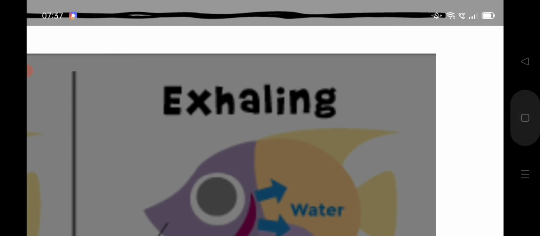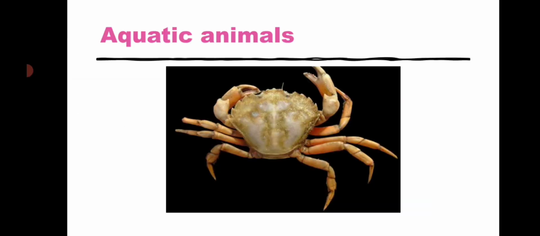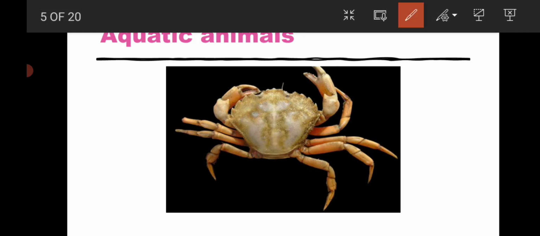Coming to the next slide. In this picture you can see a crab. How do crabs breathe? Most of you don't know, I think. Crabs also breathe through their gills. But you can ask me, we have seen that crabs are on land also. Then how do they breathe on land?